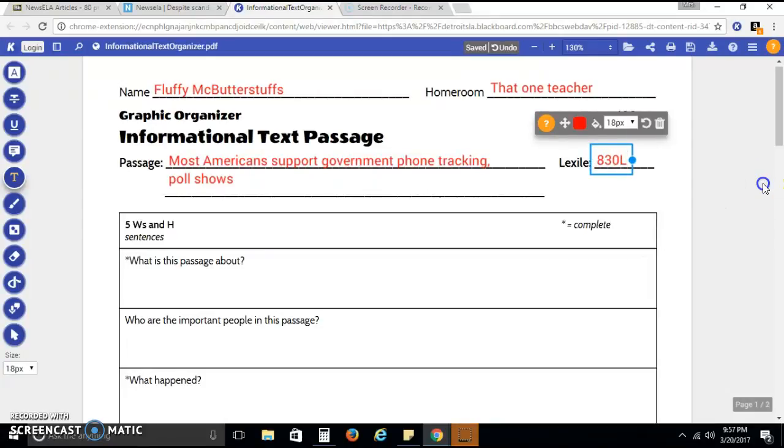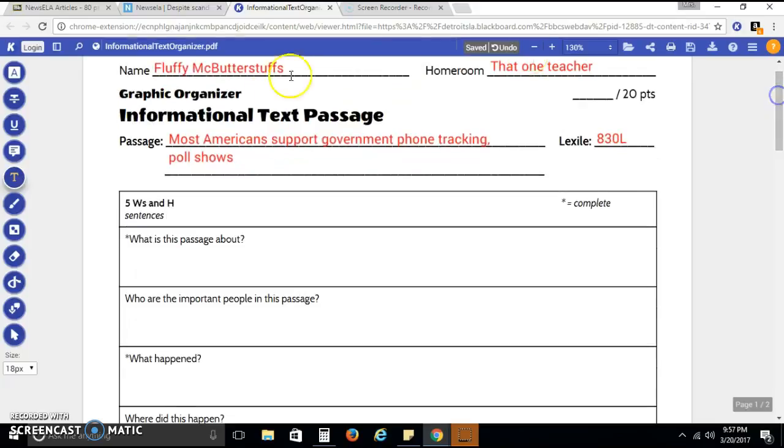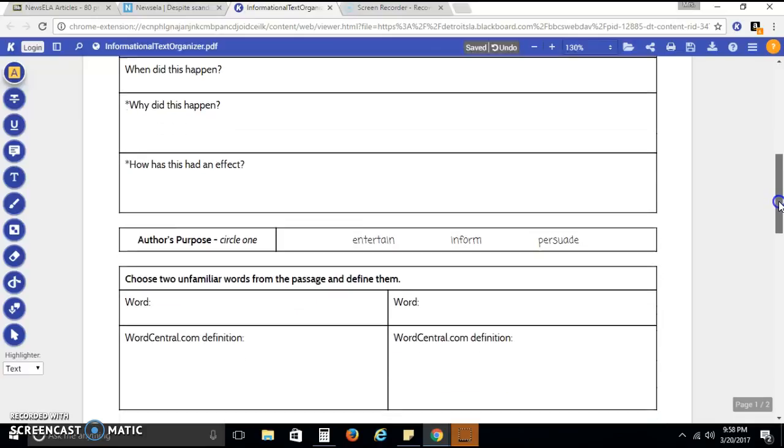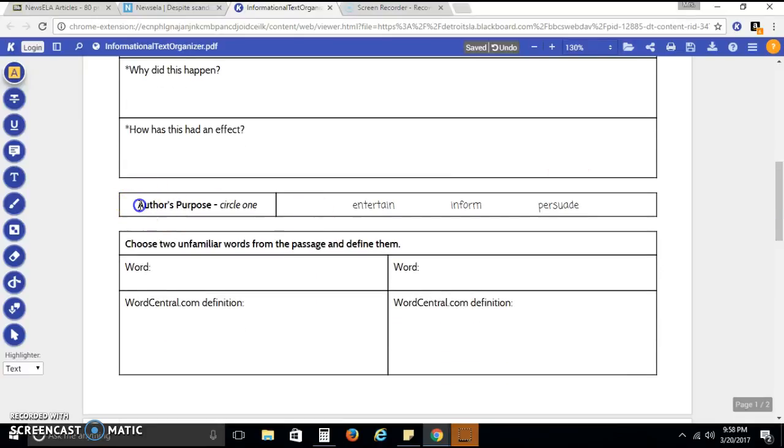All right. So this particular organizer is asking about the 5 W's and H, which is this section right here. Author's purpose, and 2 unfamiliar words from the passage.